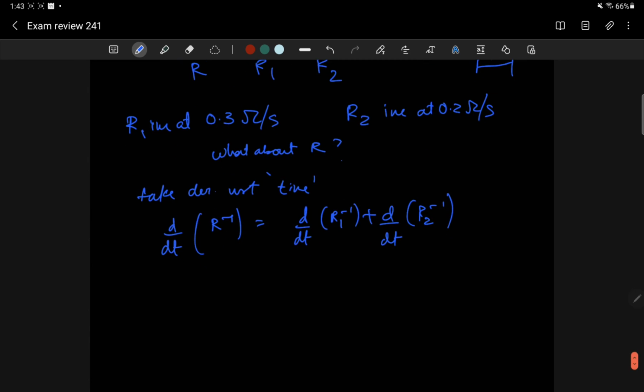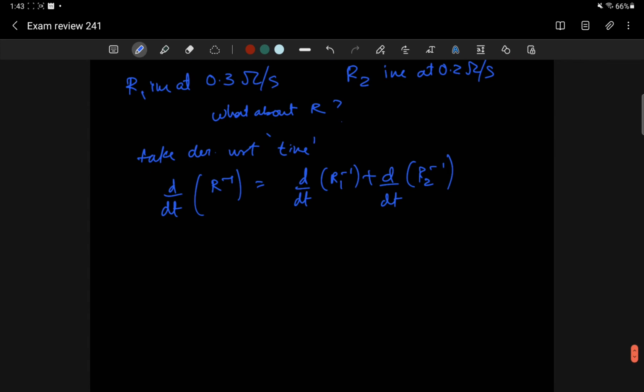Now typically all of these would be 0 unless information is given to me, but in the problem information is given to me that these are resistances and they are changing with time. So if they are changing, that means their derivative is not 0. So this would be negative R to the negative 2, but I don't know how the resistance is changing with time, right?